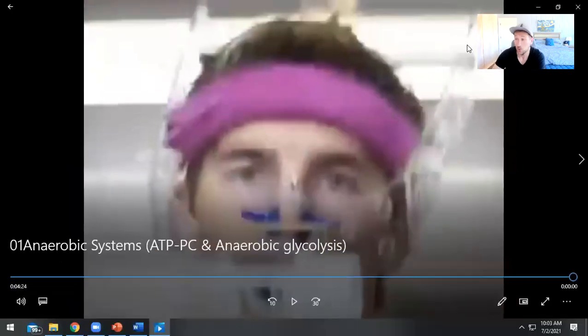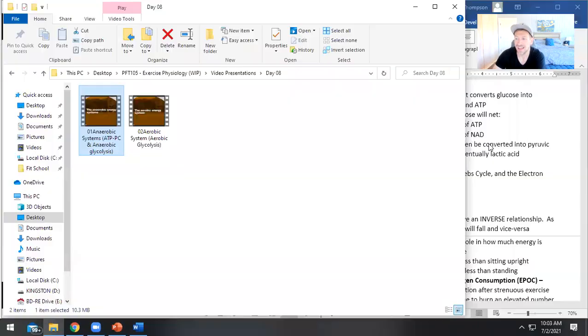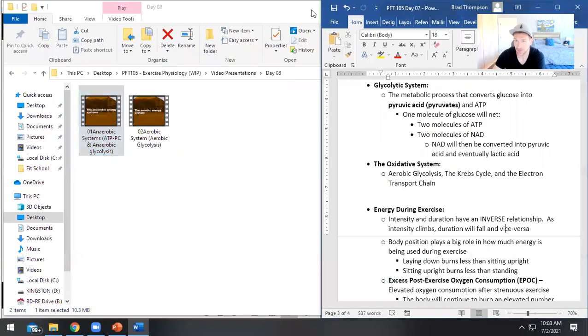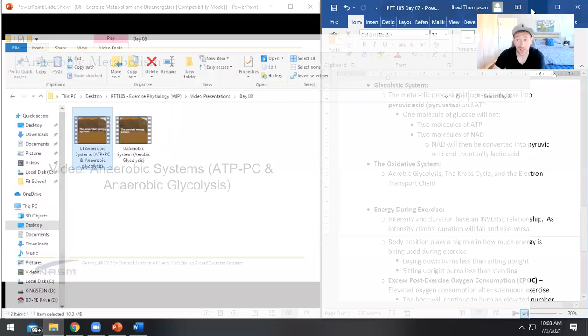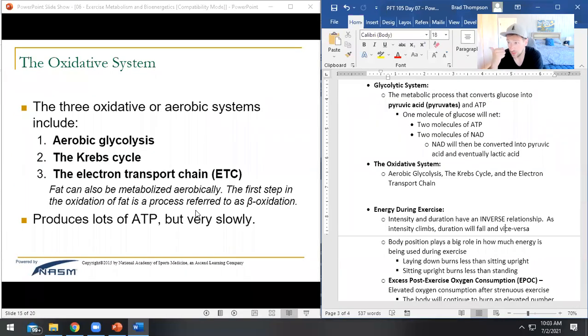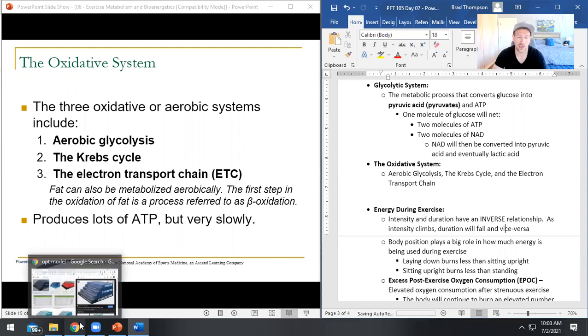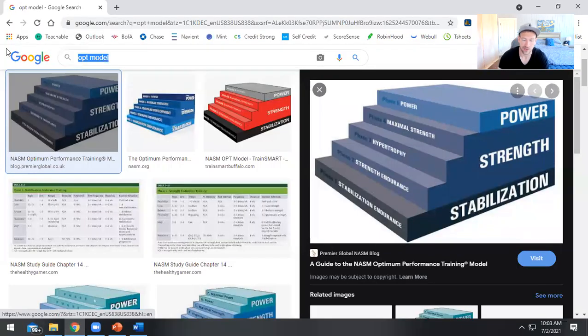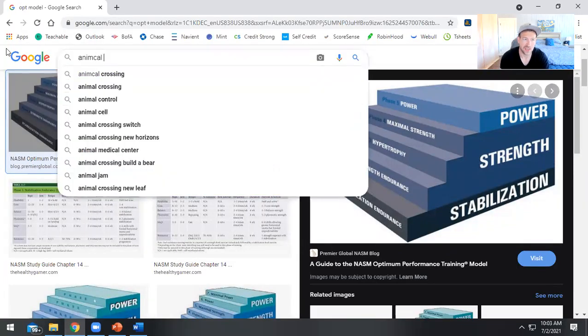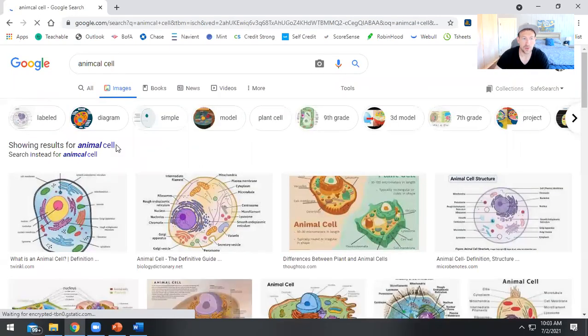So we'll look at the aerobic part in just a second here, but that's the anaerobic parts of your metabolism, right? The anaerobic, without oxygen, parts are the ATP-PC system and the lactic acid glycolysis, right? Both of those take place outside the mitochondria, right? So if we look at an animal cell, both of these take place here.